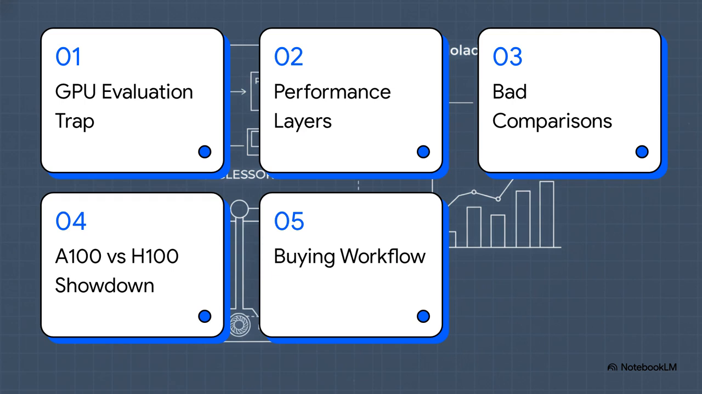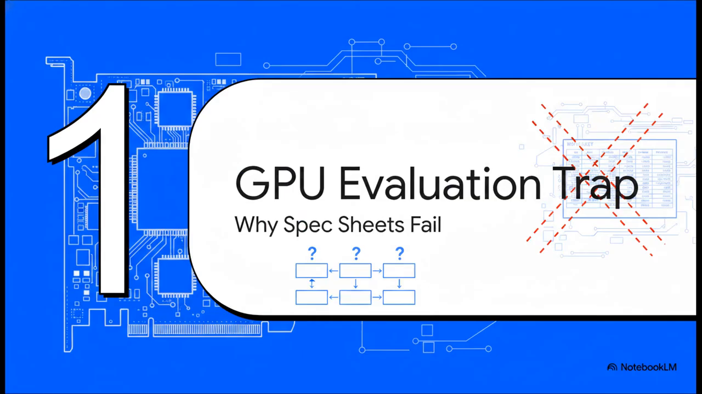Here is our roadmap for today. We're going to cover the GPU evaluation trap, break down the 4 performance layers, figure out how to avoid bad comparisons, do an A100 versus H100 showdown, and then wrap it all up with a very practical buying workflow. Okay, kicking things off with Section 1, the GPU evaluation trap, and exactly why judging by the spec sheet fails.